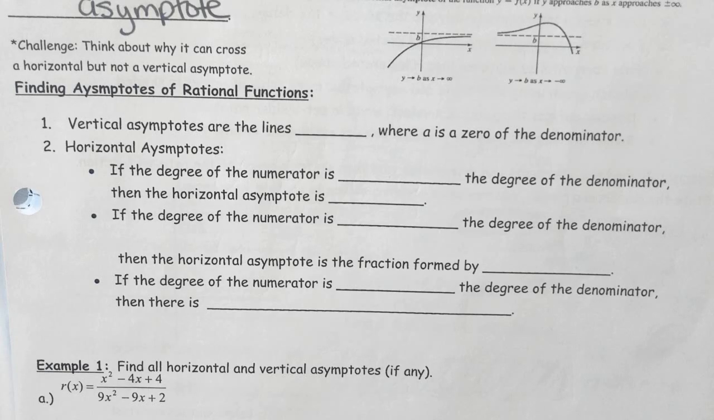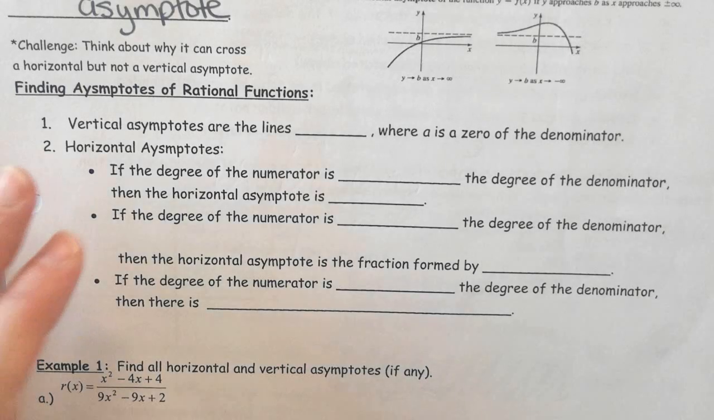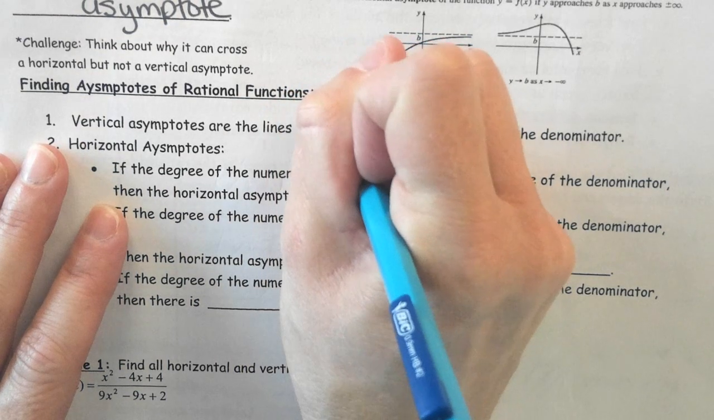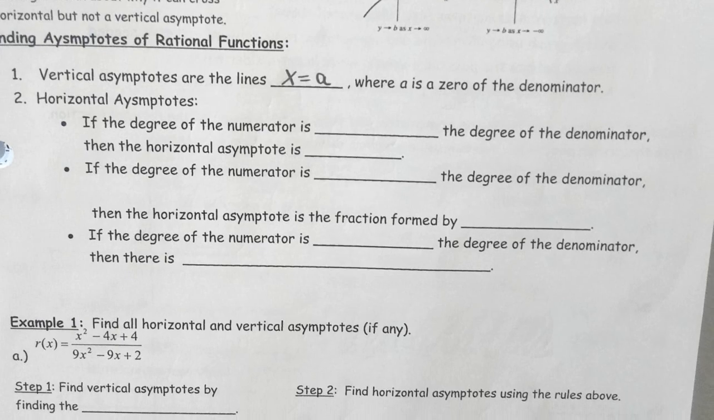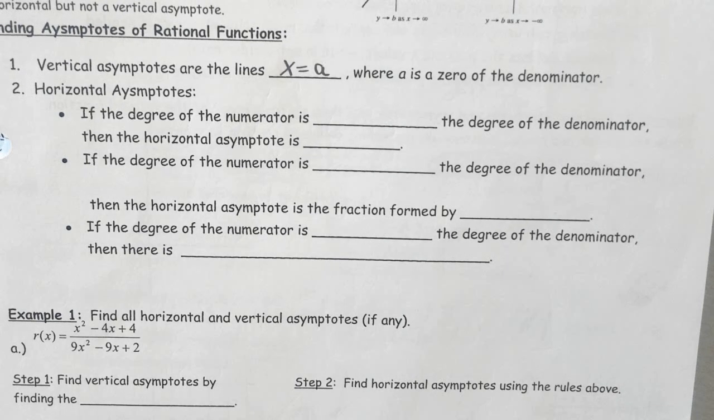Vertical asymptotes are the lines x equals a, where a is a zero of the denominator. Do we want the denominator to be zero? No good. So your vertical asymptotes happen when you have a fraction where the denominator would be zero. The horizontal asymptotes break into a list of 3 rules. So I'm going to give you those 3 rules, and I also find that it's helpful to give an example of each one, so I'm going to do that as well.